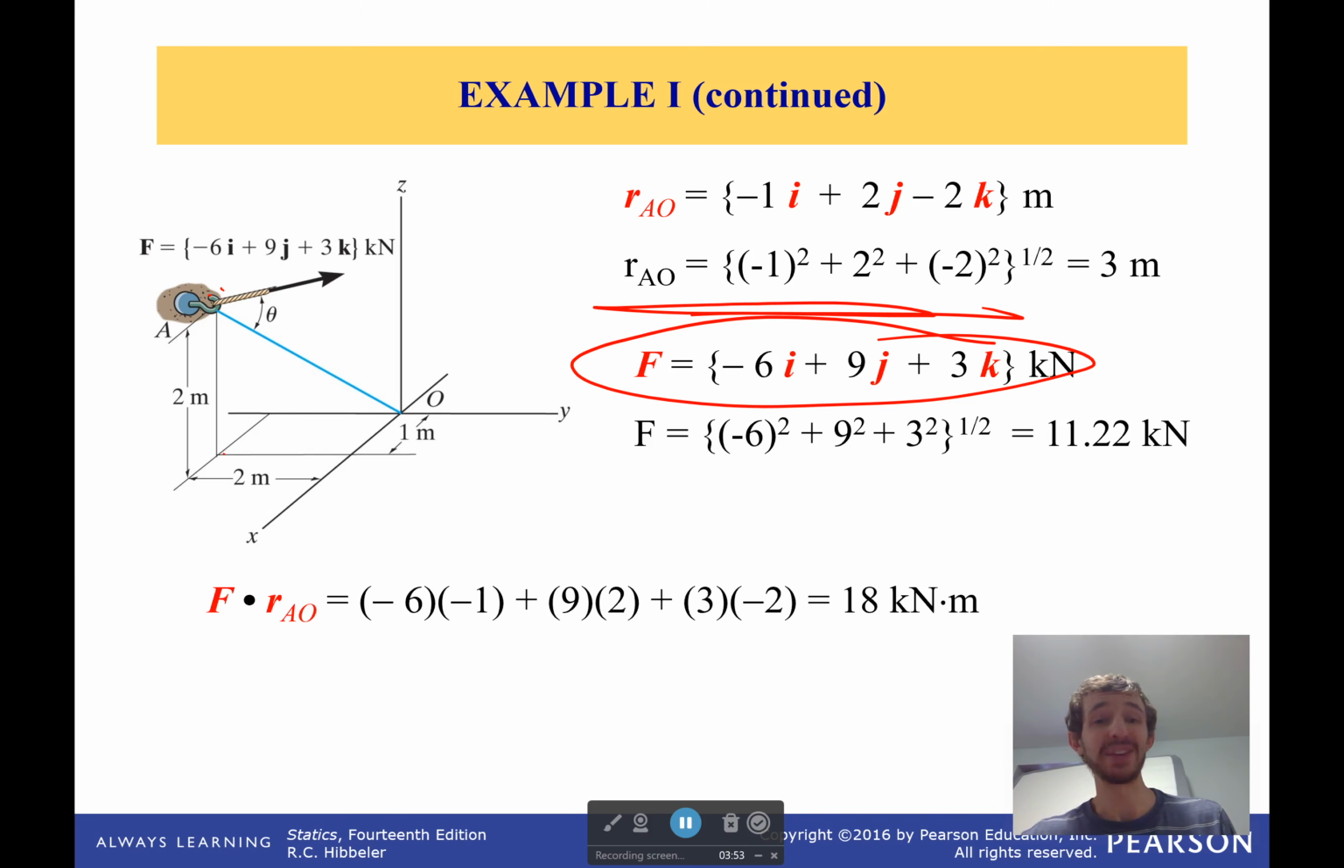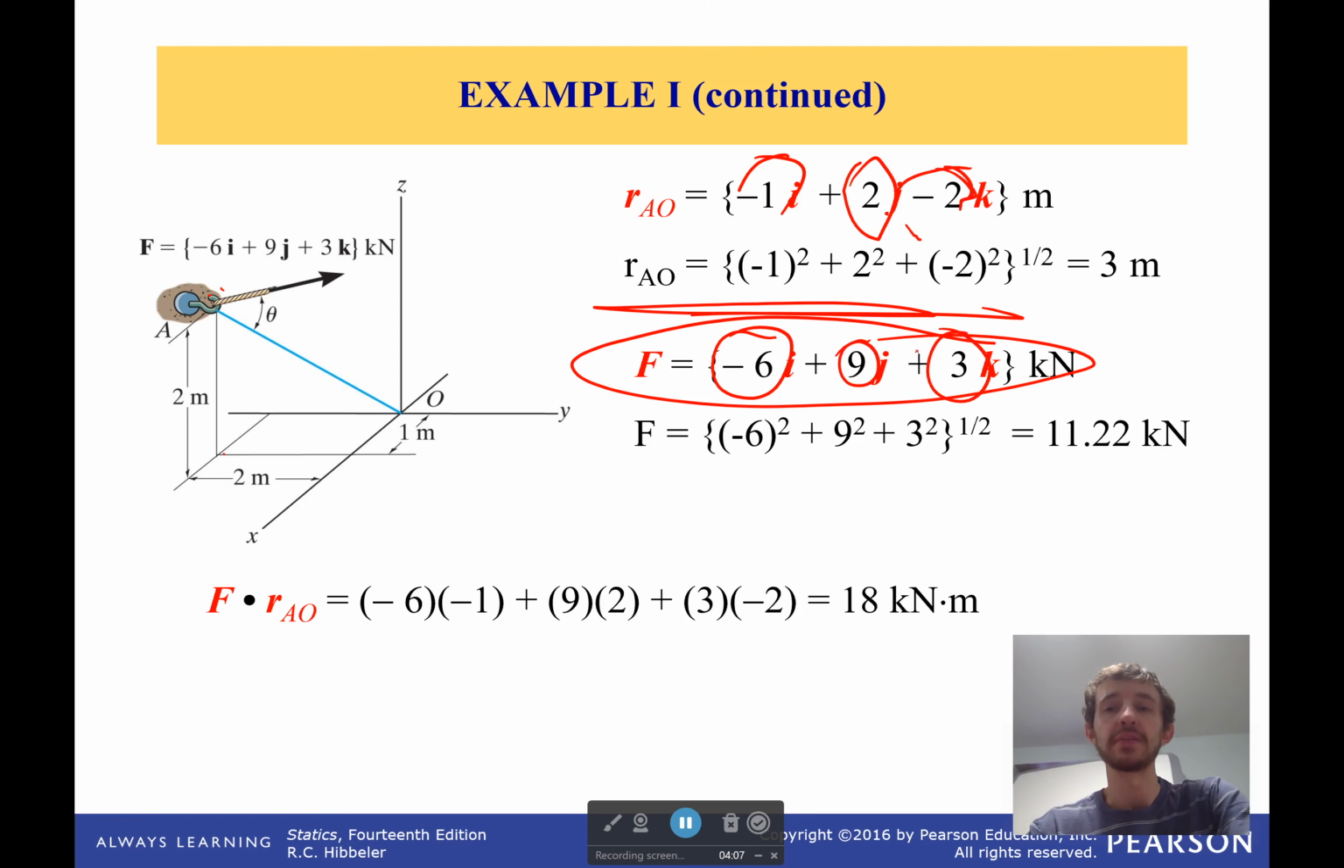Okay, then we have to take the dot product. How do we take a dot product? We take first the i components, and we multiply them together. Then we take the j components, and we multiply them together. And then we take the k components, and we multiply them together. And then we add each of those. So -1 times -6, right here, that's 6, plus 18, minus 6. Well, that's nice and easy.